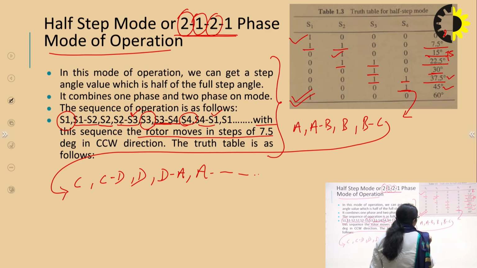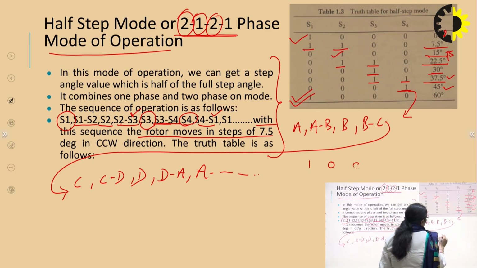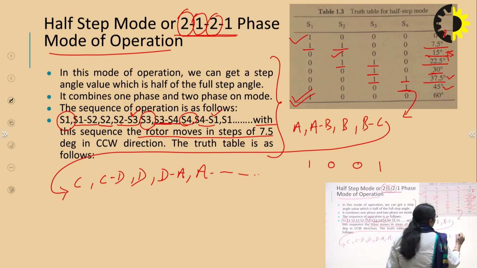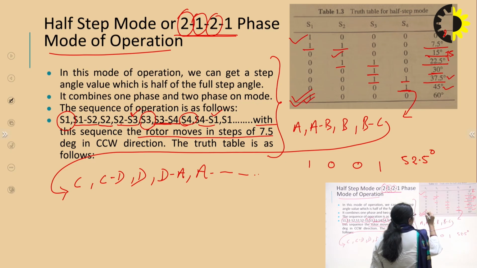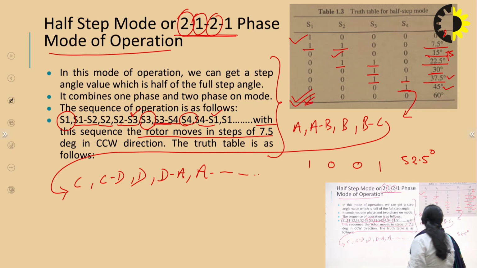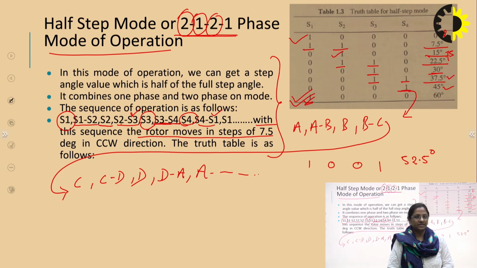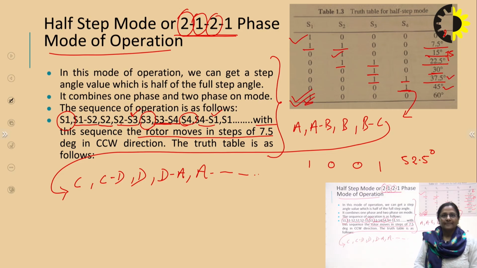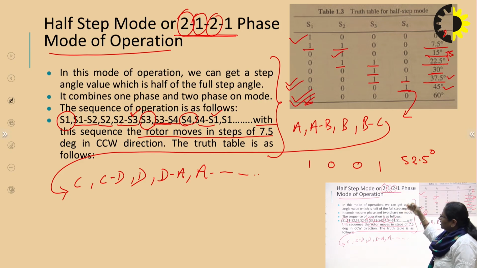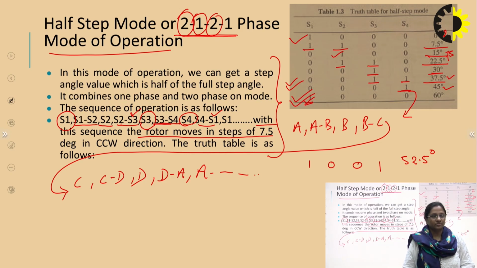Let me write it over here. So we are having 1, 0, 0, 1 and the angle would be between 45 degree and 60 degree, that is 52.5 degree, right? And after that, the position is only switch S1 is on, so only phase A is energized and developing the magnetic field. So this is the truth table for execution of this particular excitation sequence.